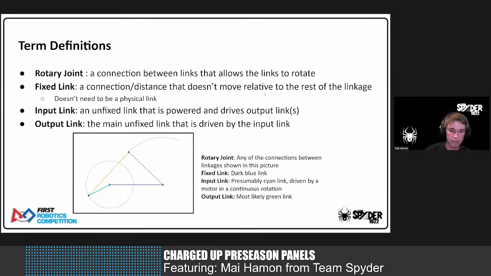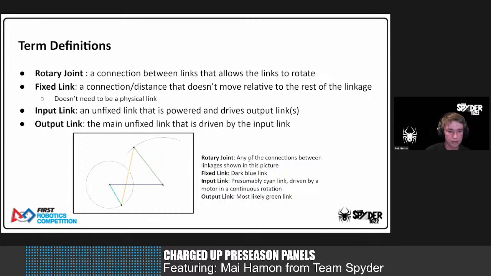A fixed link is any connection or distance present in a linkage that is fixed and unchanging relative to the rest of the linkage. Oftentimes, like in the diagram we see here, it isn't a fixed link. It isn't a rigid bar. It's just a relative distance and a relative angle that doesn't change compared to everything else.